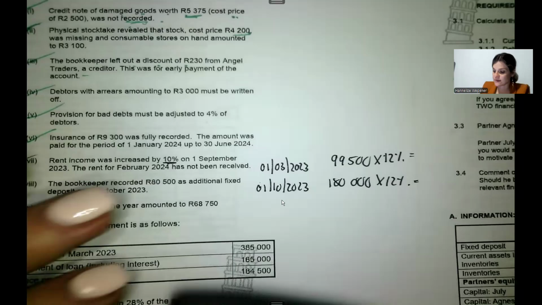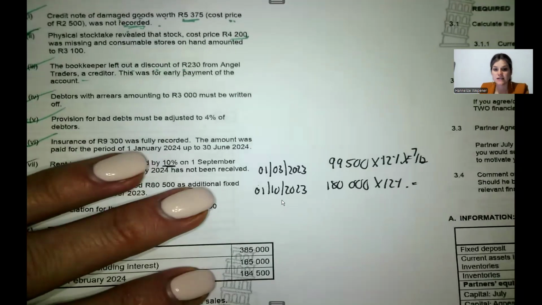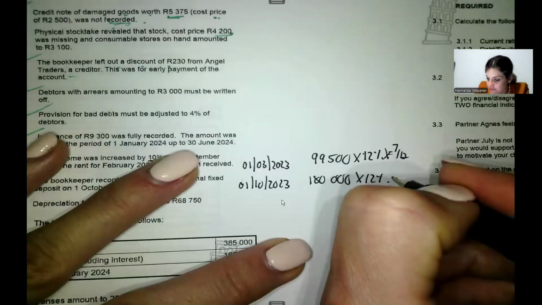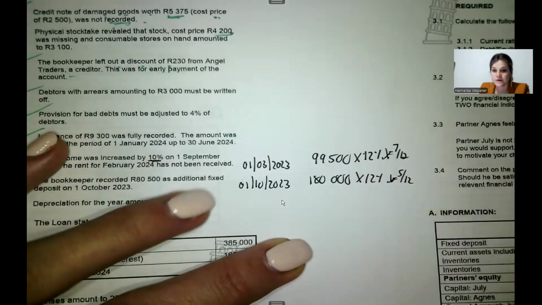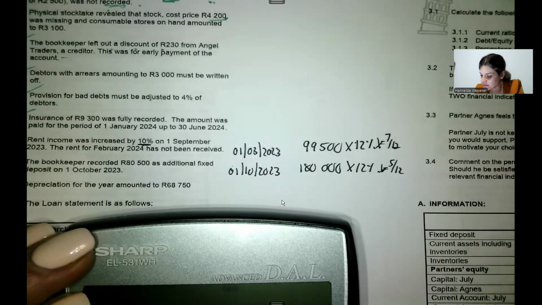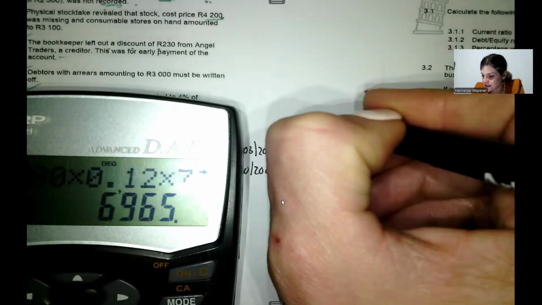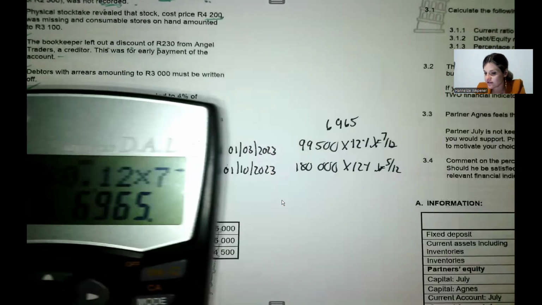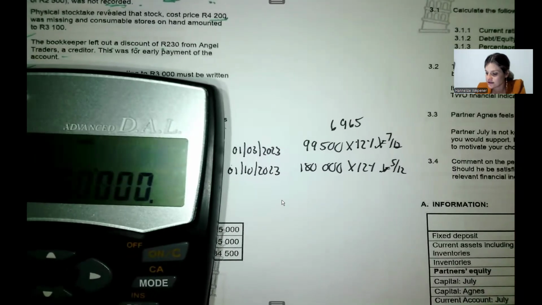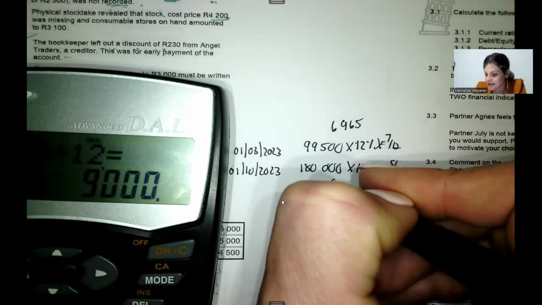So March, April, May, June, July, August, September. Okay, so for 7 months, so times 7 over 12, you had the first one, then October, November, December, January, February. For 5 months, you had the increased amount. So then we just calculate that. 99,500 times 12% times 7 over 12 is 6,965. And then 180,000 times 12% times 5 divided by 12 is 9,000.